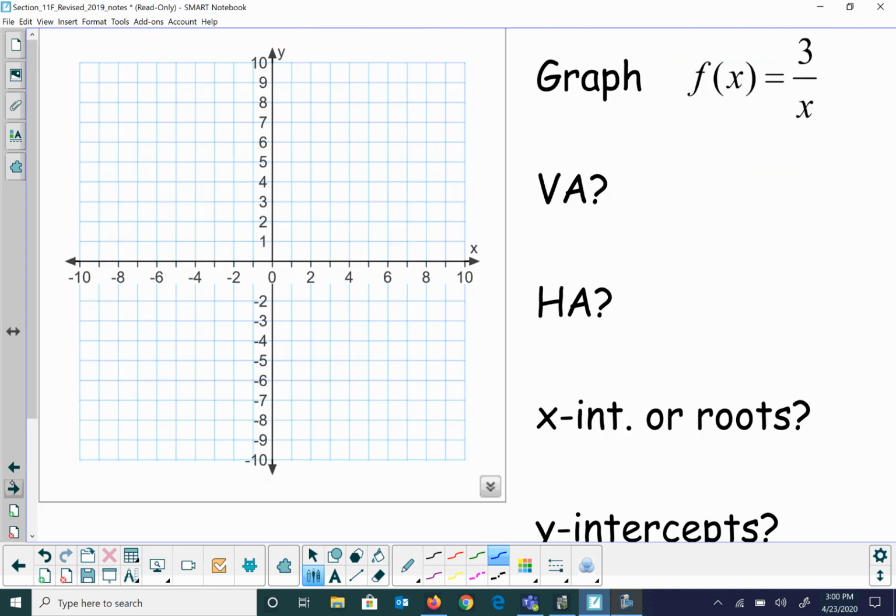Okay. So let's talk about this one. This one, we have 3. So we still have a vertical asymptote at x equals 0. Excuse me. So vertical asymptote right here.